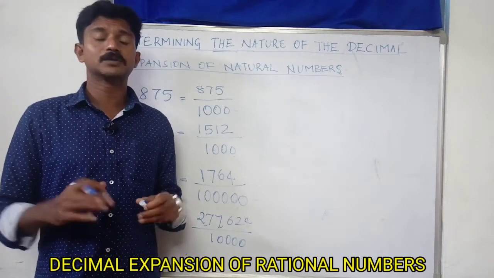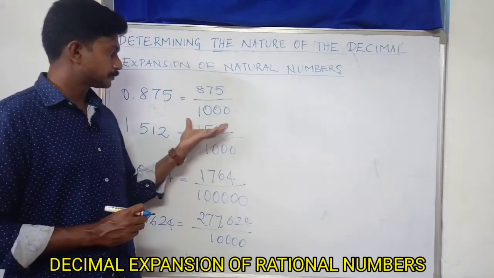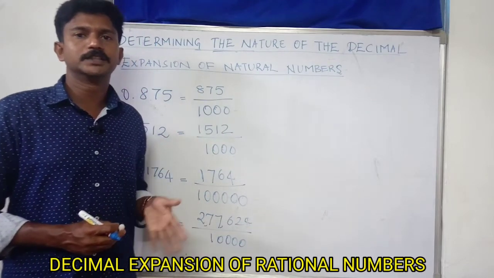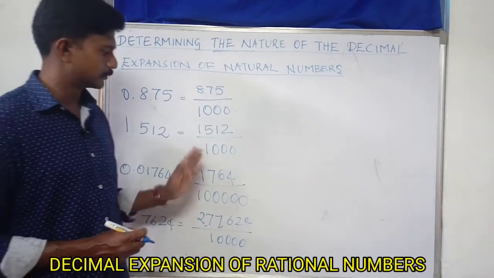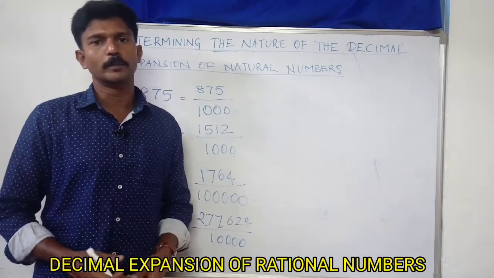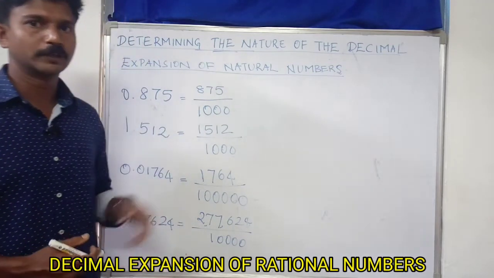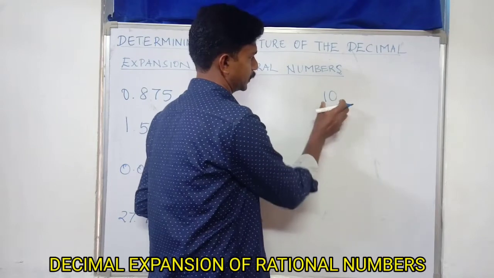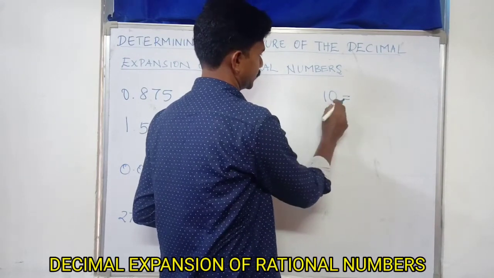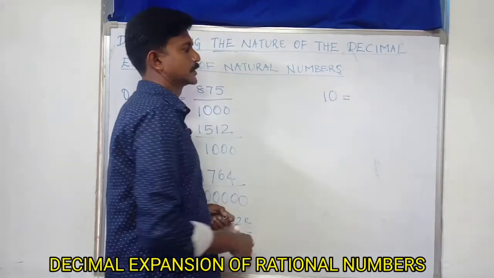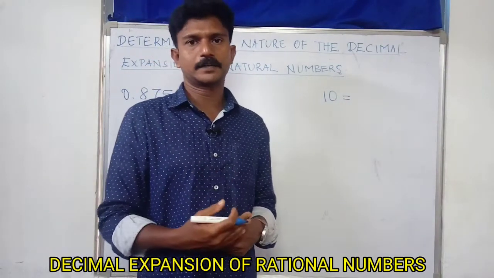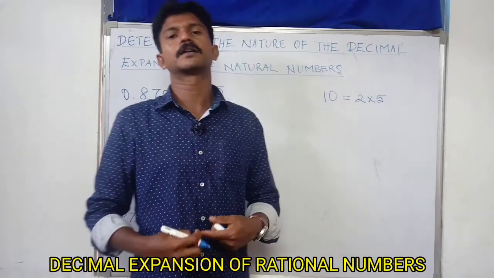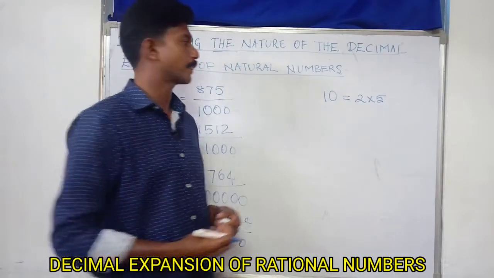What we are going to do is understand the nature of the denominators of these rational numbers. Before that, let us take a simple number, 10. When you prime factorize 10, we can write it as 2 into 5.